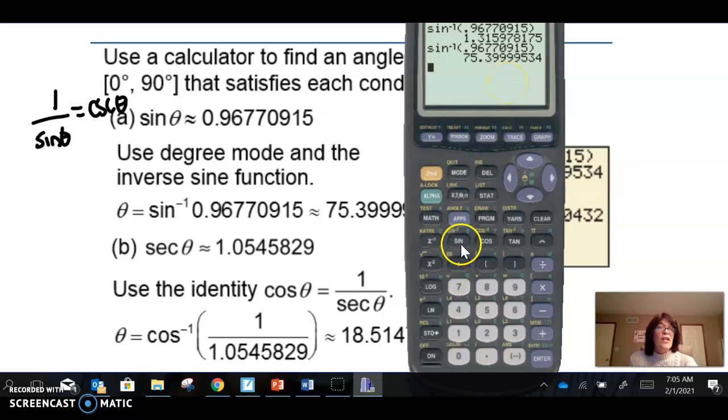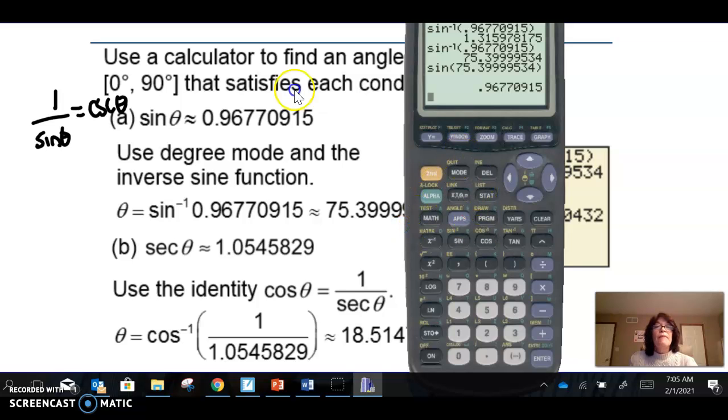And if I want to double check it, I might say, let me make sure I did that right. That means the sine of 75.39999, 4 nines there, right? 534 is what it asked me. Is the sine of that angle 0.9677095? Yes. So you can always double check it.